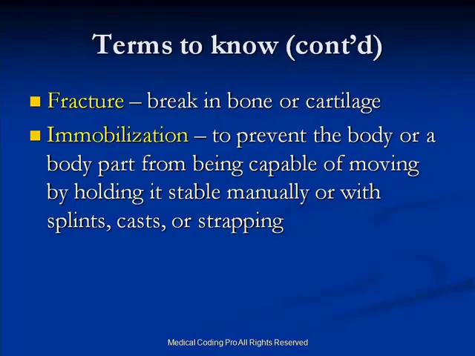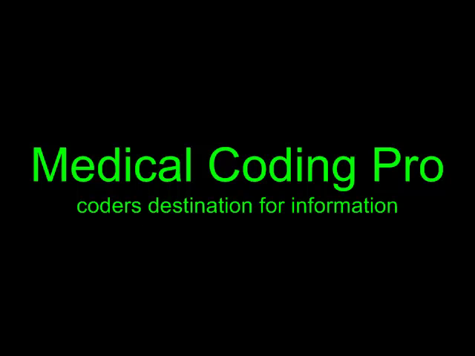Immobilization: to prevent the body or a body part from being capable of moving by holding it stable manually with splints, casts, or strapping. Manipulation: skillful treatment by hand to reduce fractures and dislocations or provide therapy through forceful, passive movement of a joint beyond its active limit of motion. Those are your codes 25630 and 25635.